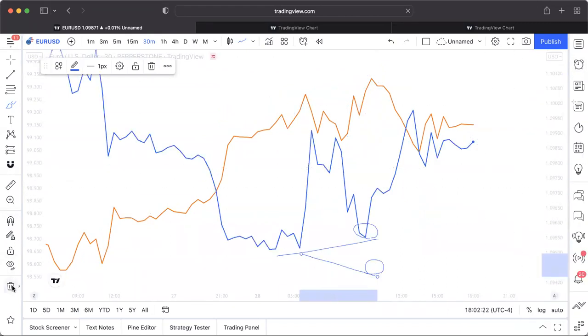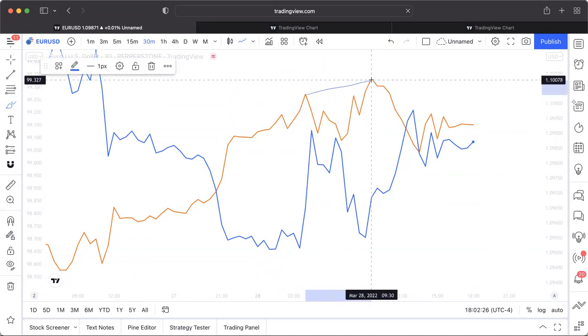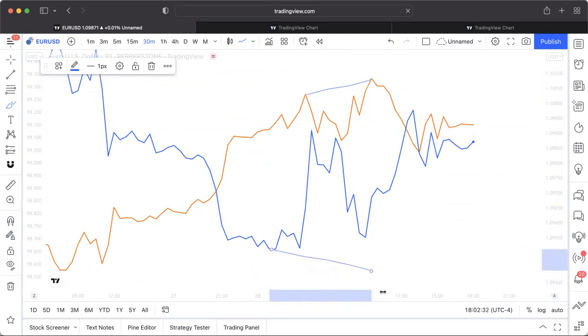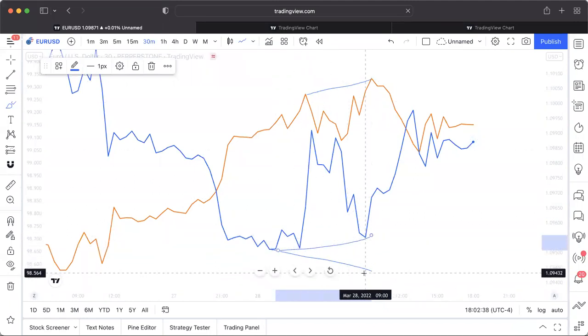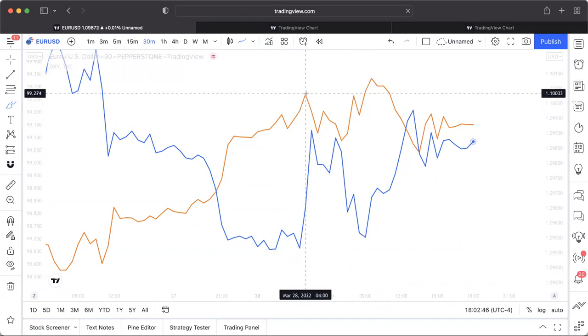And now we look at the opposite one. Here DXY is still moving to the upside. See, it creates a new high, but the euro does not create a new low, as it should be creating. Instead it stays there and creates a higher one compared to this one. So this is the SMT right there.